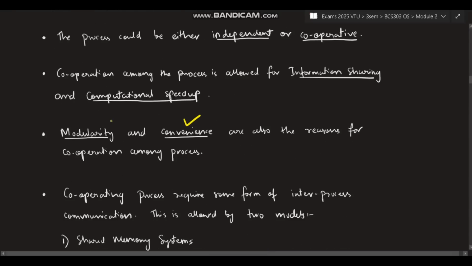Modularity and convenience are two other factors why we use cooperation among the processes. Modularity means if there is a big problem, it will be divided into small parts, and each part will be assigned to one process, and once they get completed, they will share the data and complete the whole solution. Convenience, it is convenient to do the cooperation among the processes. The complexity will be reduced. Every process will be handling small tasks, so handling is also easier. Those are also two other reasons why we use cooperation among processes.